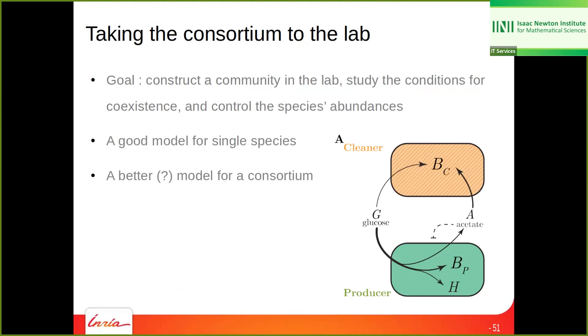So yeah, I hope we showed you a bit how to construct a community in the lab, study conditions for coexistence and maybe control species abundances. Maybe a take home message is that a good model for single species might be improved for two species.